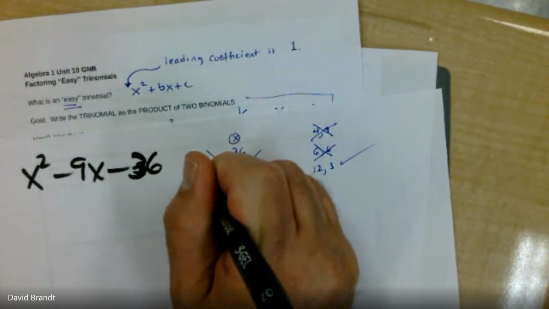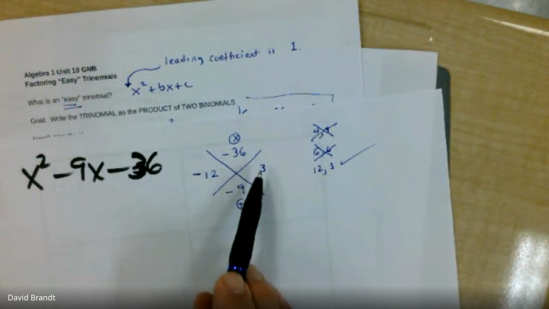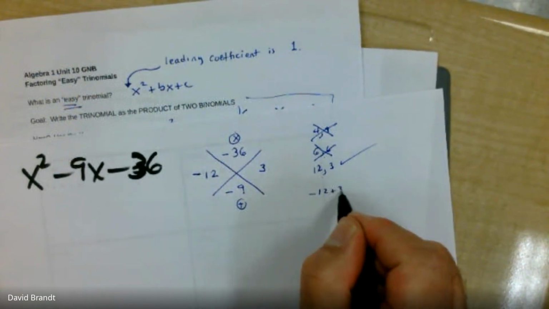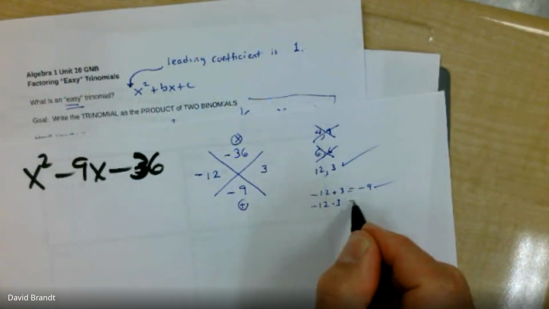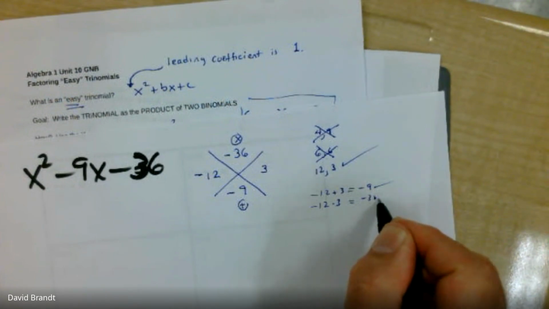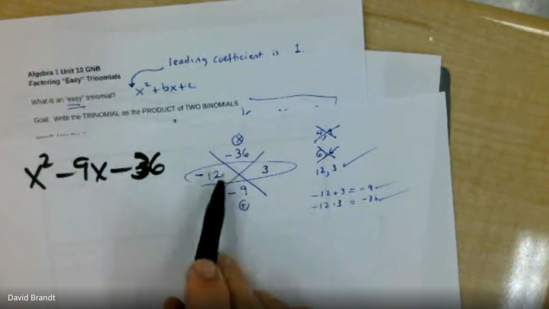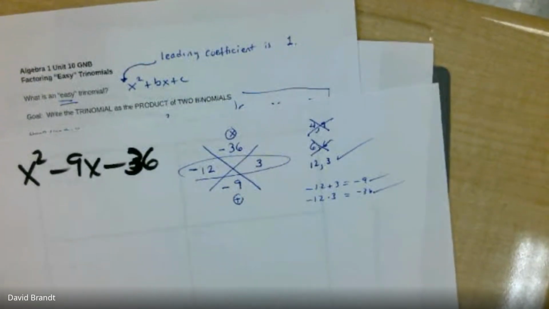Hopefully, you pick negative 12. Negative 12 plus 3 does give you negative 9, and negative 12 times 3 does give you negative 36. So these are the two numbers that I'm looking for. All right, so how do you write your answer?